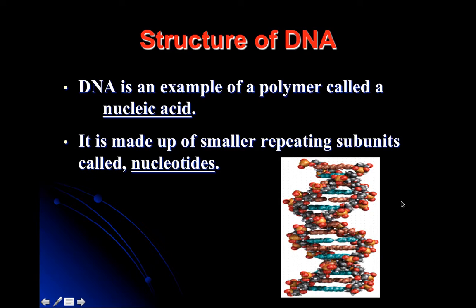The structure of DNA. DNA is an example of a polymer called a nucleic acid. From our study of biochemistry, we talked about monomers and polymers. So remember, poly means many. So the polymer is referring to the whole DNA molecule, and it's made up of little pieces or monomers, and those would be the nucleic acids. It is made up of smaller repeating subunits called nucleotides. Nucleotides we'll talk about later, but they make up the sides of the ladder and then part of the rungs in the middle.